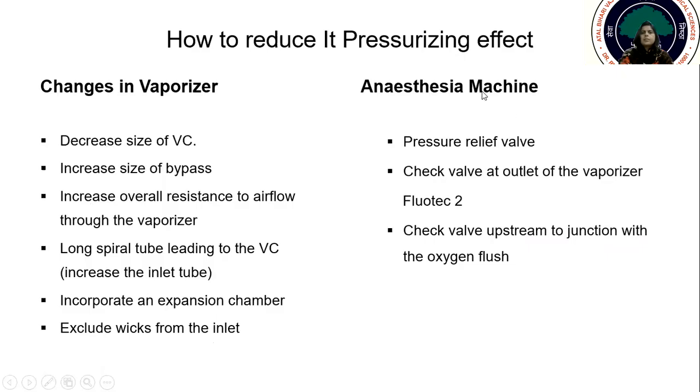In the anesthesia machine, what you can do is put a pressure relief valve or a check valve at the outlet of the vaporizing chamber, and you can even put a check valve upstream to the junction of the oxygen flush. These all will reduce the back pressure effects.